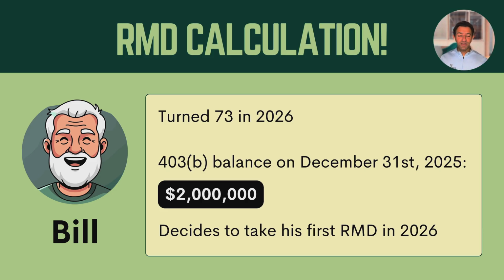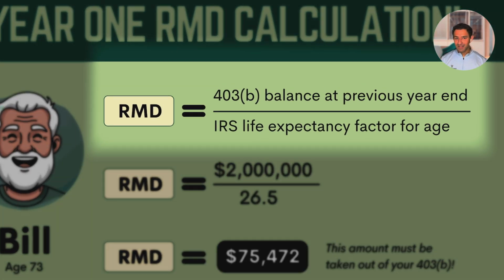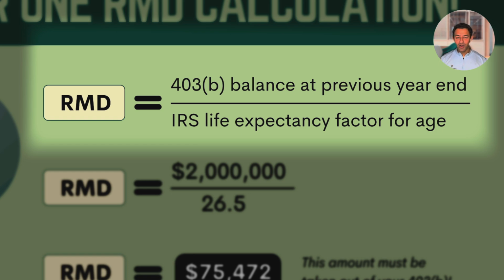Now, Bill in this case is 73 years old, and he decides he's going to take his RMD in the first year. Now, why did I say decides to take his RMD in the first year? Well, it goes back to what I said a second ago. There's one important caveat, but we'll get to that in just a second. Let's assume that his balance in his 403b at the end of last year is $2 million. Well, based on his age, his life expectancy factor is 26.5. So it's very simple. We take the balance at the end of the prior year, divide it by his current life expectancy factor, and that will give us the RMD that he is required to take out in that year.